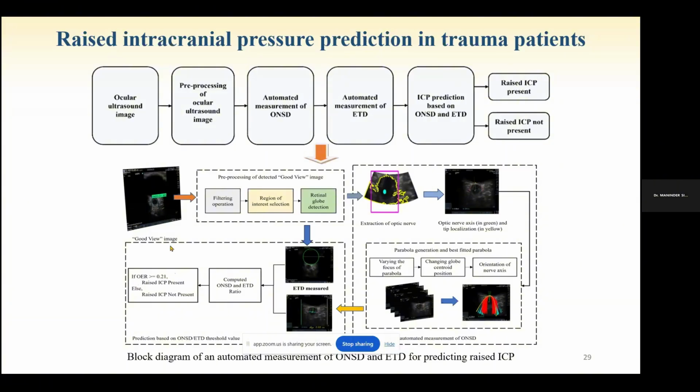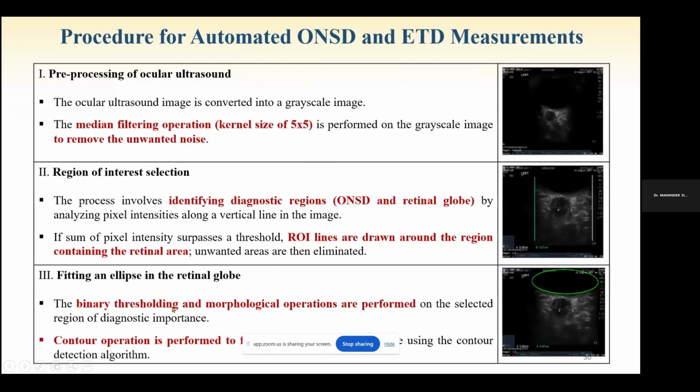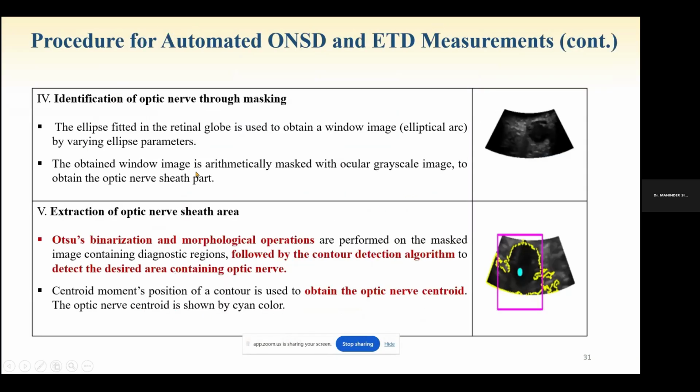So these were the statistical parameters obtained, and if the value is greater or less than the threshold, we predict raised ICP. You can see some figures and the detailed procedure we followed: we use median filtering, then get the region of interest and perform advanced image processing like morphological operations and thresholding using contour operations, and then fit the ellipse for the masking part, and then extract through Otsu binarization, because selecting a threshold manually is not good, so we selected Otsu binarization.